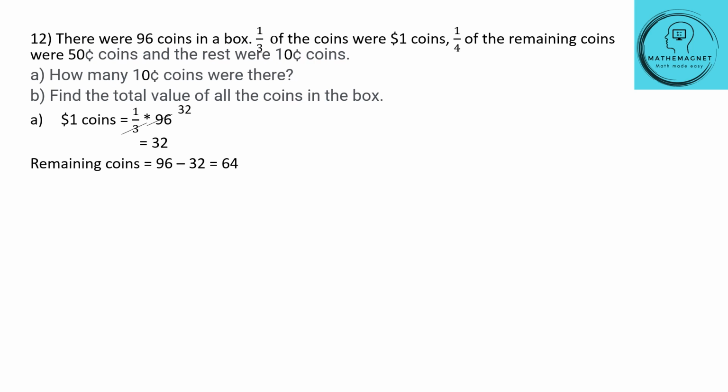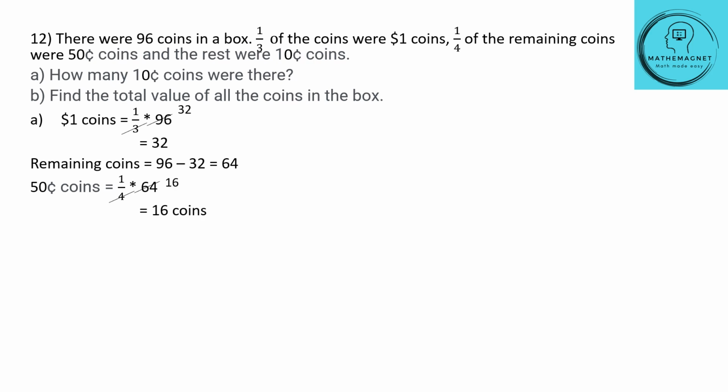Now we know 1 by 4 of the remaining coins were 50 cents. We know the remaining coins were 64. To find how many 50-cent coins, we will do 1 by 4 into 64. So 64, 4 will go how many times? 16 times. So that will be equal to 16 coins. So there were 16 50-cent coins.